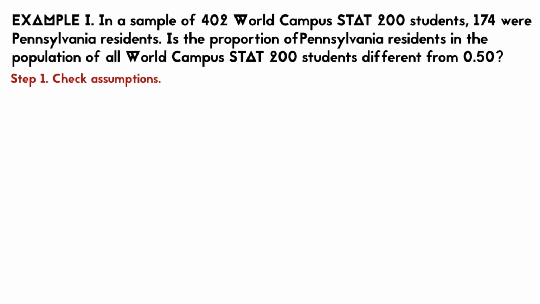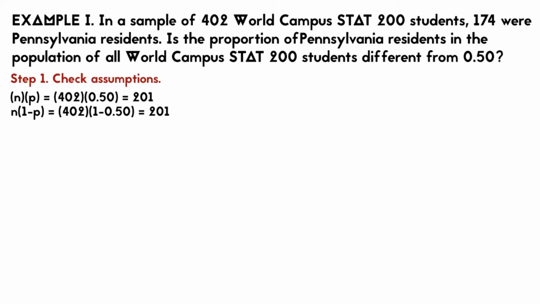Step 1. Checking assumptions. np is equal to 402 times 0.50, that is equal to 201. n times 1 minus p is equal to 402 times 1 minus 0.50, and that is equal to 201. Hypothesis: your null hypothesis involves p equal to 0.50 and the alternative hypothesis involves p unequal to 0.50. Both assumptions have been met and are greater than 10, so we can use the normal approximation method.